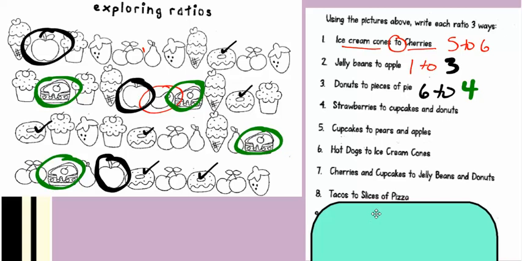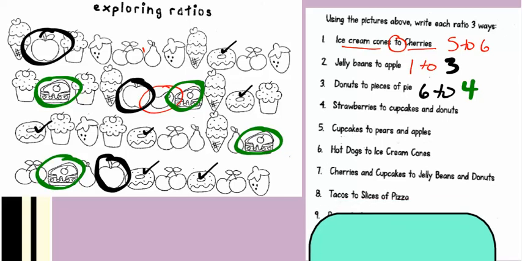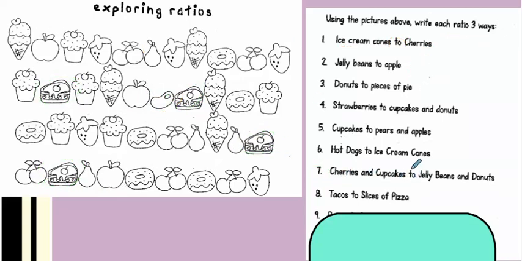Let's look at this one, number 7 here. This is a tricky one. If you read number 7, it says cherries and cupcakes to jelly beans. I'm going to get rid of everything. Here we go. So look for that word to. Okay. If you notice over here, it says cherries and cupcakes. So that means I need to figure out my cherries and my cupcakes together and compare those to my jelly beans and donuts together.